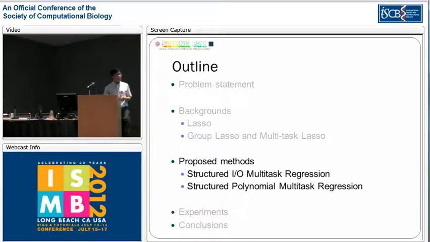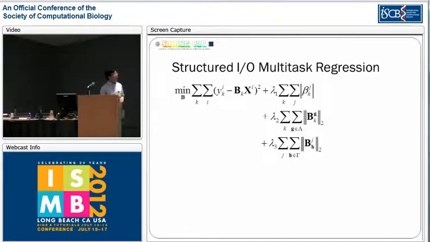So now let me move on to our proposed method. Our model is very simple. Our model looks like this. We are going to solve this problem. And our model has 3 penalties.